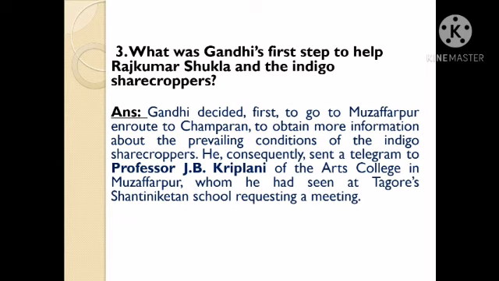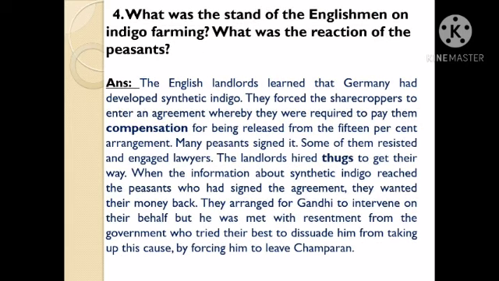Question number 3. What was Gandhi's first step to help Rajkumar Shukla and the indigo sharecroppers? Answer: Gandhi decided first to go to Muzaffarpur en route to Champaran to obtain more information about the prevailing, that is, existing conditions of the indigo sharecroppers. He consequently sent a telegram to Professor J.B. Kripalani of the Arts College in Muzaffarpur, whom he had seen at Tagore's Shantiniketan school, requesting a meeting.